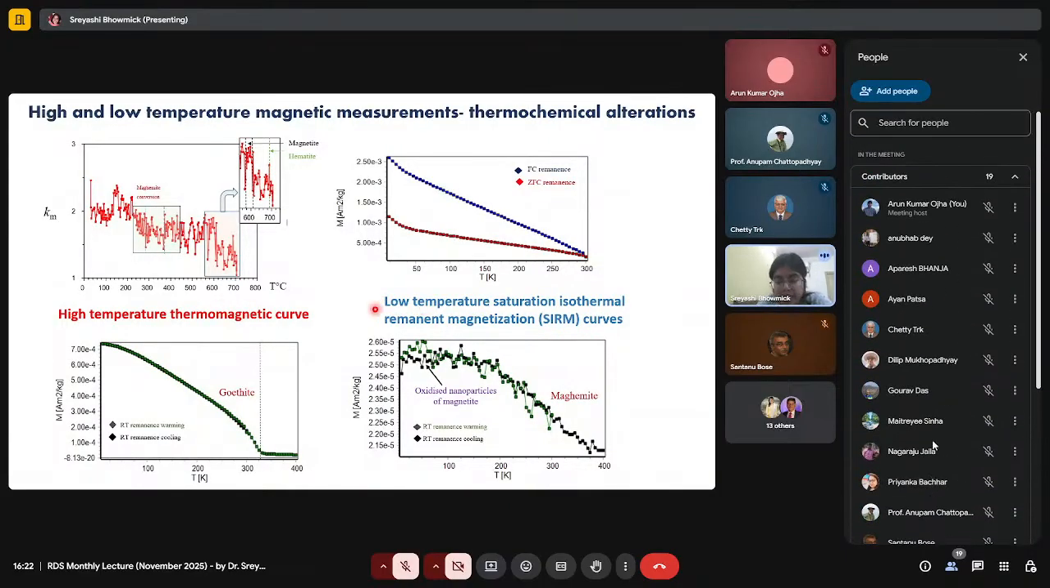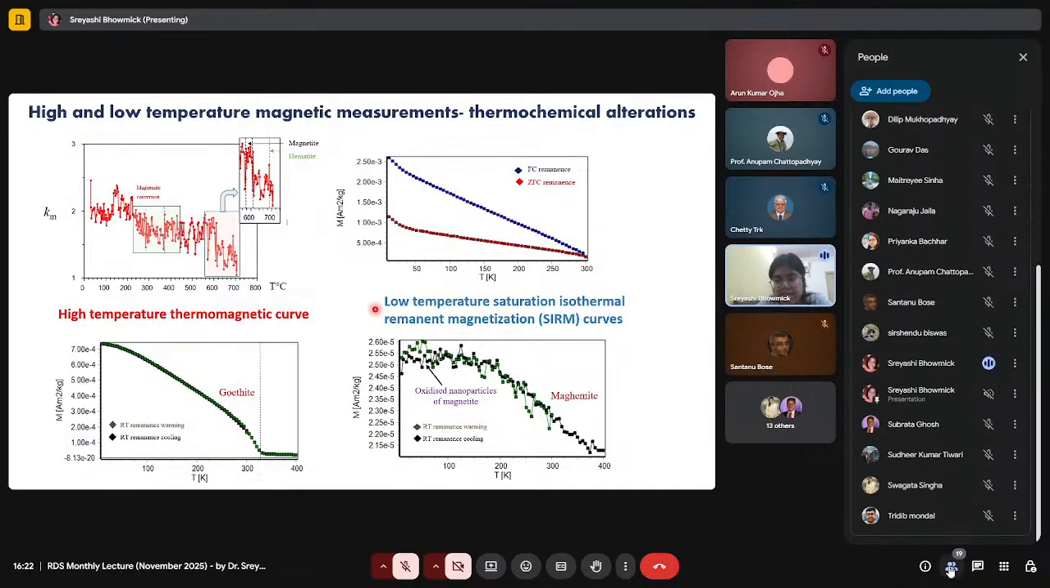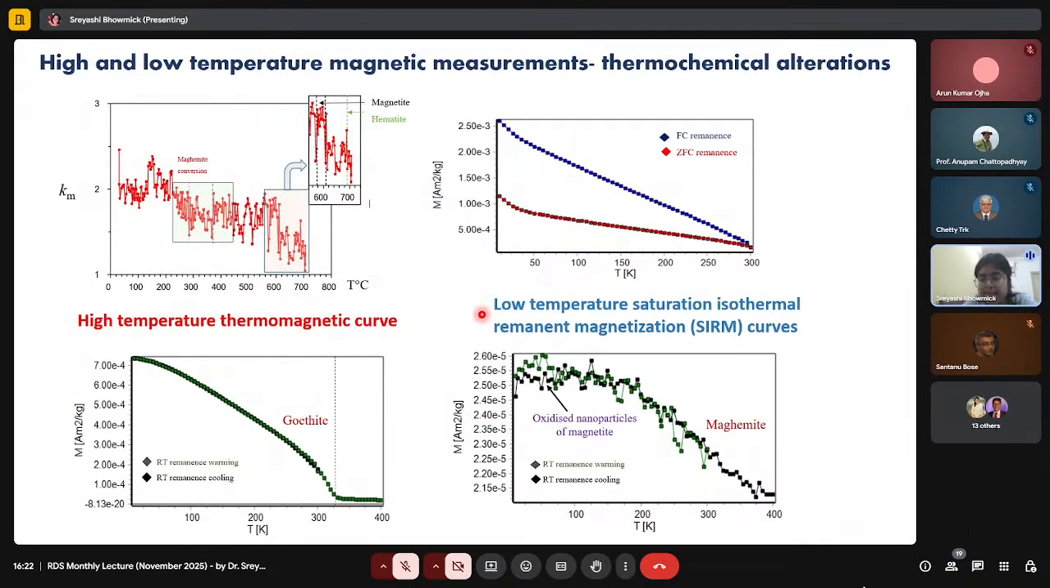Usually we apply a very high and stable field, close to 5,000 Oersted, and then the field is zeroed down. After the field is zeroed down and it's stable, we start decreasing the temperature, starting from room temperature. So here you can see the scale is in Kelvin. We started at room temperature and then went considerably down.